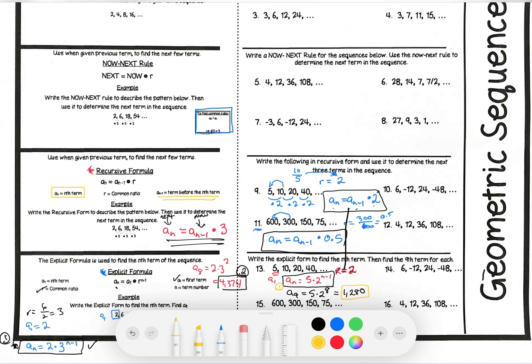So here's our answer for the first part. And here's the answer for the second part. Now I want you to complete 10, 12, 14, 15, 16.